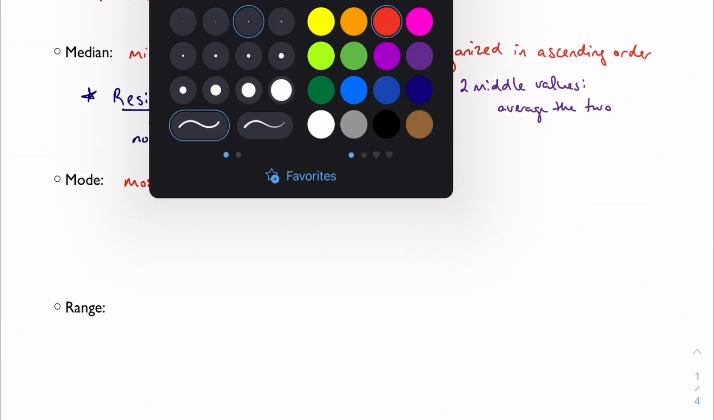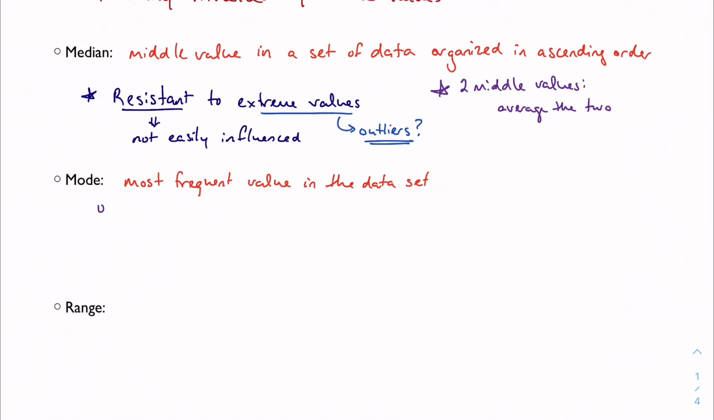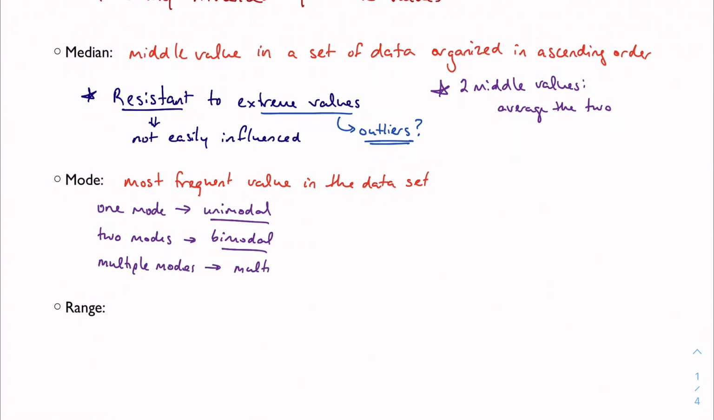There can be multiple modes, there can be no mode at all. So there could be one mode, and if that's the case, we call it unimodal, same prefixes like uniform or unicycle. There could be two modes, and we call that bimodal. There could be more than two, and we would call that appropriately multimodal. Or there could be no mode at all, and we don't give it a name in that case. Right? There doesn't have to be a mode.